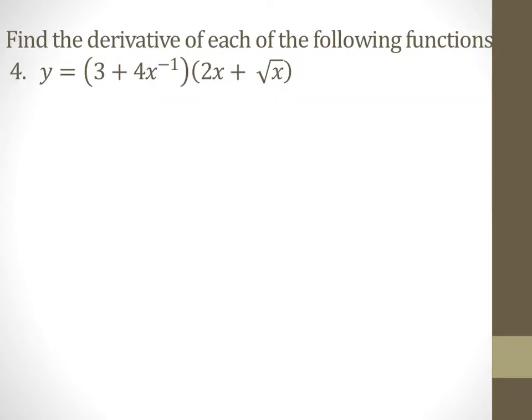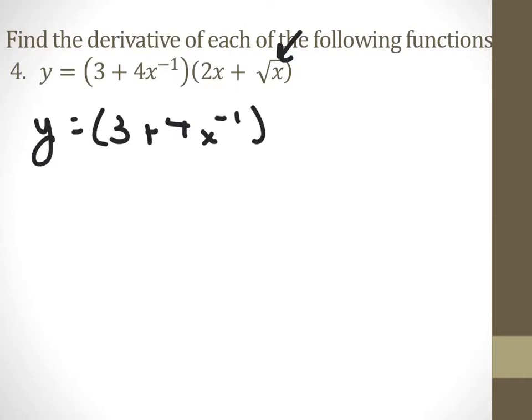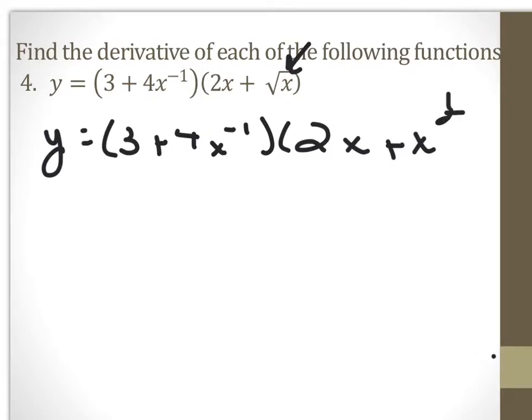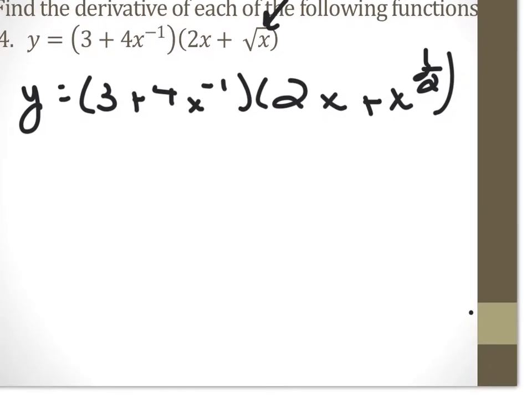For the next one, we can go ahead and multiply like we did last time, but let's rewrite this term first. So we keep the 3 plus 4x to the negative 1, and the second factor becomes 2x plus x to the 1/2, since the square root of x becomes x to the 1/2. And so now let's go ahead and multiply.